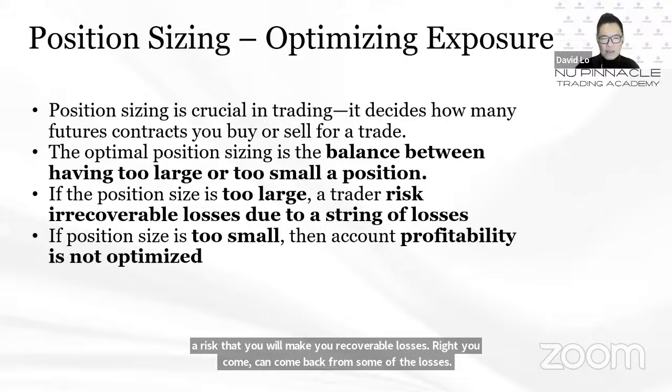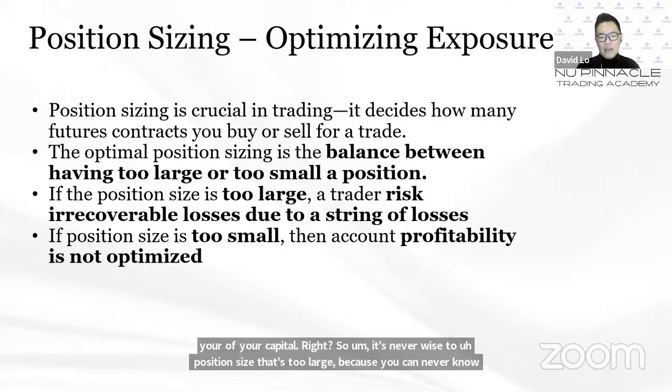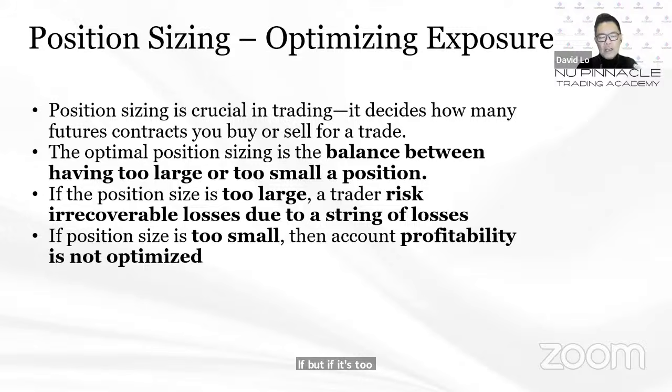If, for example, you risk 20% of your balance every time you trade, within 3 to 4 trades you will be unable to trade already because you have lost about 80% of your capital. So it's never wise to use a position size that's too large, because you can never know how many losses you will have in a string of losses. That's very, very important. But if it's too small also, and you have a good system but you're trading it very, very small, you're not truly optimizing the account profitability.